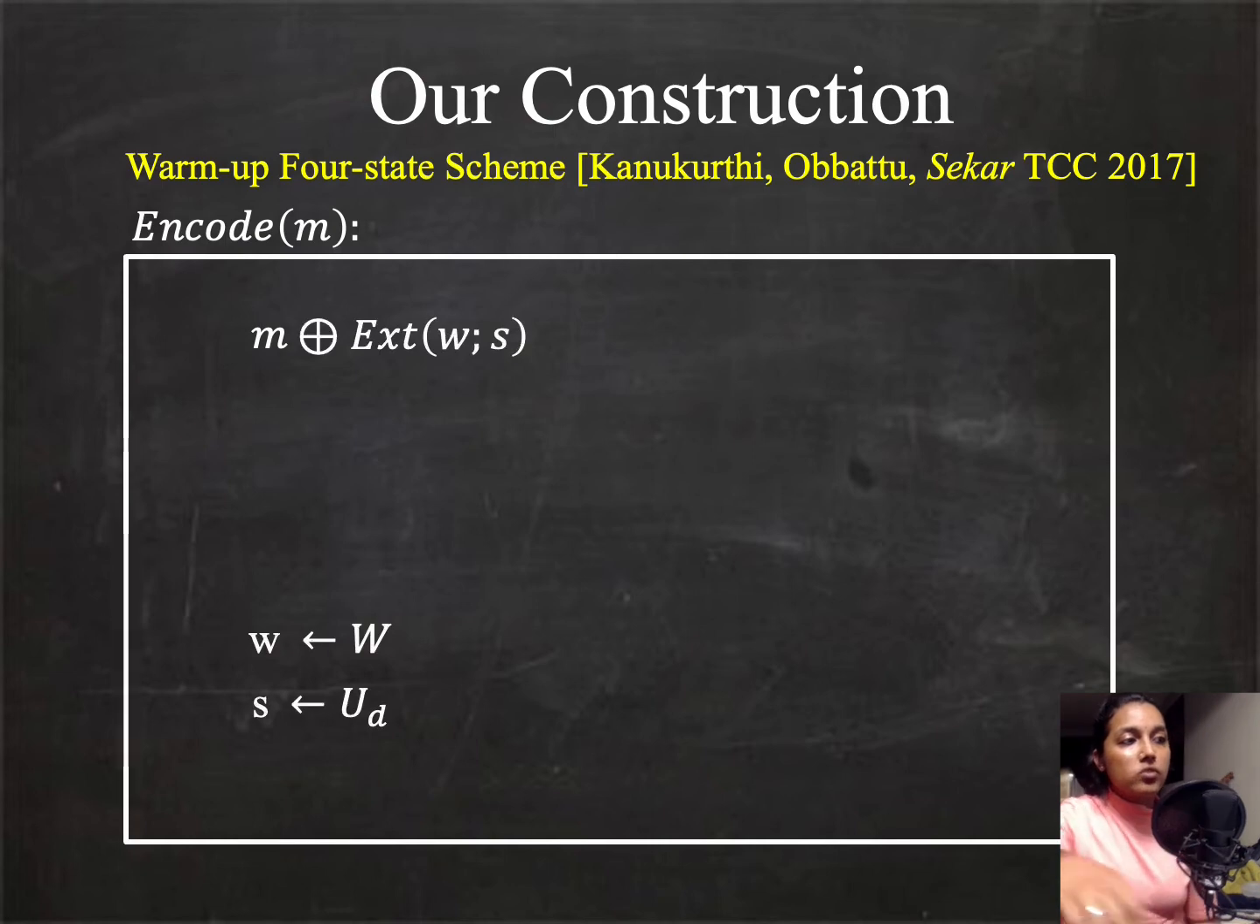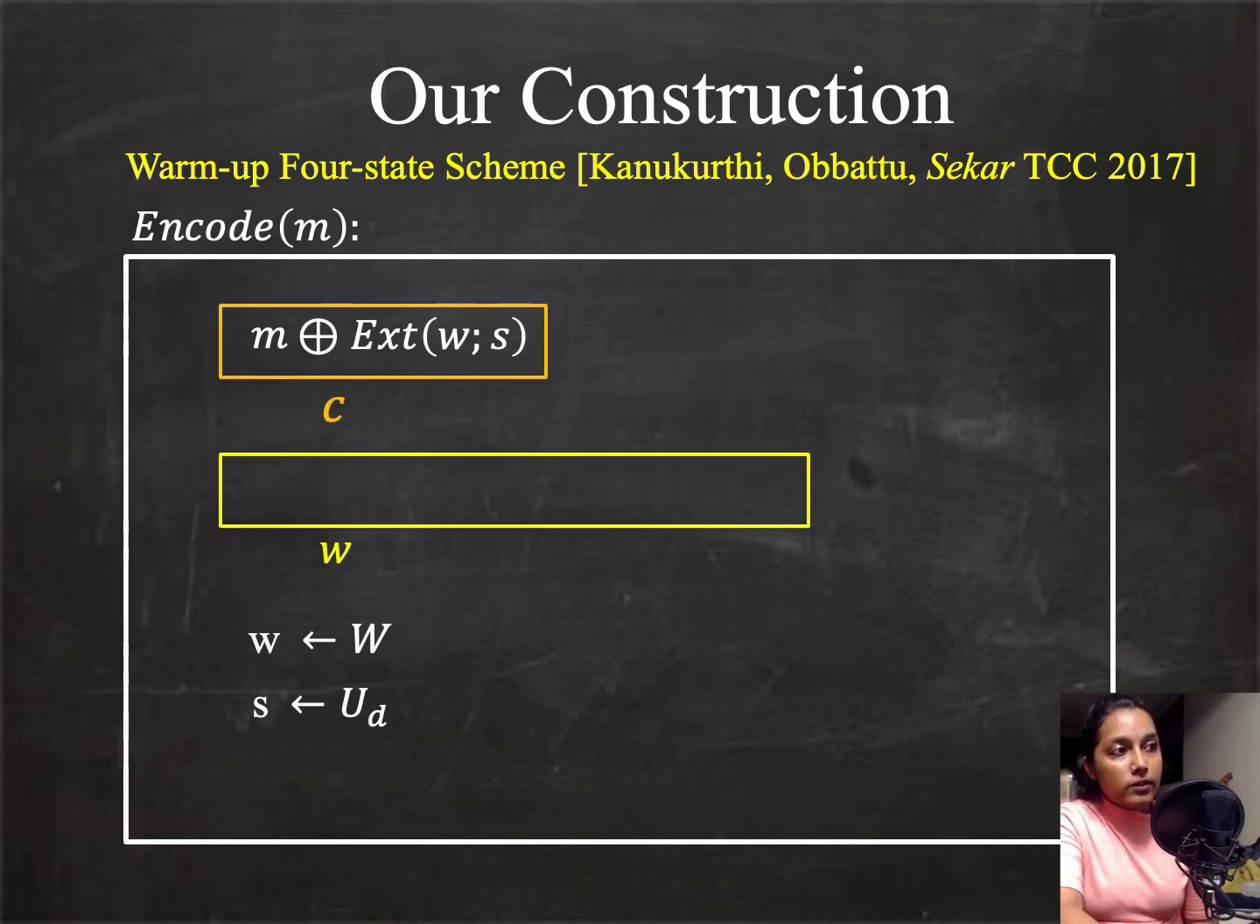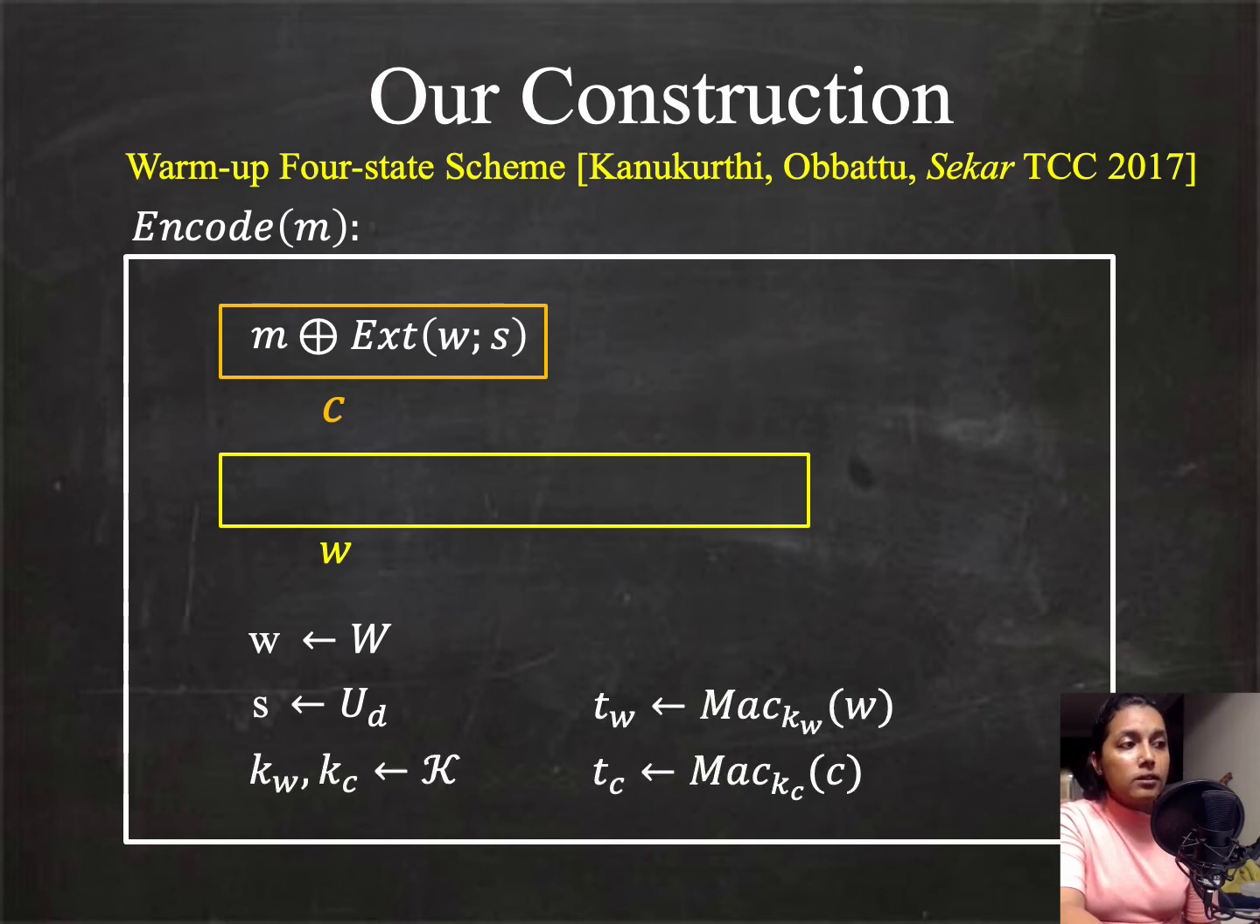So particularly, we pick the source W, the seed S, and we XOR the message with the extractor output to generate the ciphertext C. So we output the ciphertext in a separate state and the source that we use to generate the extractor in a separate state. So C and W are output in the clear. Since they are output in the clear, for security reasons which we'll get to later, we need to also authenticate these two strings. So we pick KW and KC, the authentication keys, and generate tags TW and TC on W and C respectively. We'll output TC along with C and TW along with W. So those are my two states.